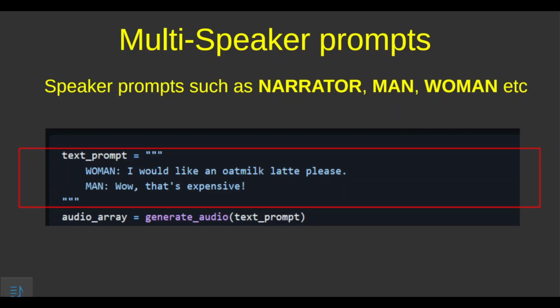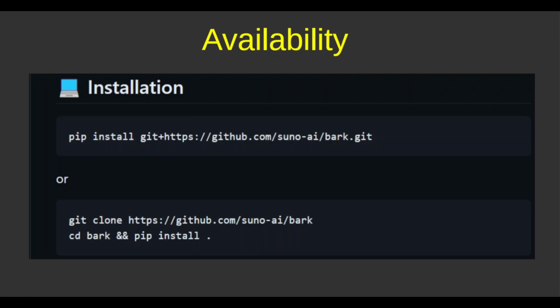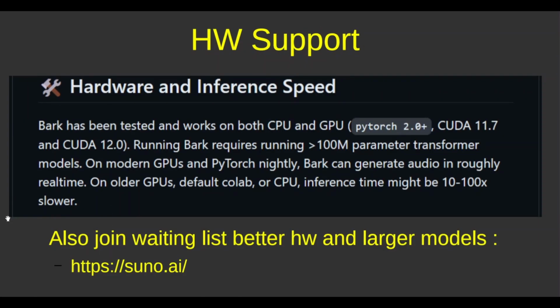As you've heard, you can clearly separate the woman and the man speaking there. Bark is available for installation by using pip install of the GitHub repo, or cloning the GitHub repo and then doing pip install inside the directory. The hardware support is good, and Bark has been tested and works on both CPU and GPU with these versions of PyTorch and CUDA. The hardware support is on two levels.